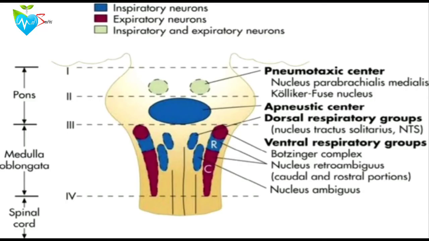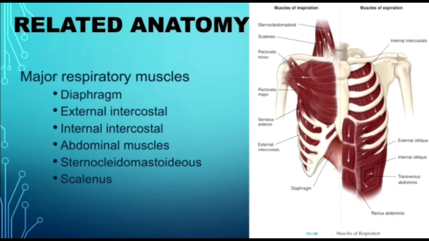Now I'll talk about the two groups in the medulla. One is the dorsal respiratory group and the other is the ventral respiratory group. They control the basic rhythm of respiration. Physiology is always related to anatomy. To know the respiratory system better, we have to know the major respiratory muscles like the diaphragm, external intercostal, internal intercostal, abdominal muscles, sternocleidomastoid muscle, then scalenus.